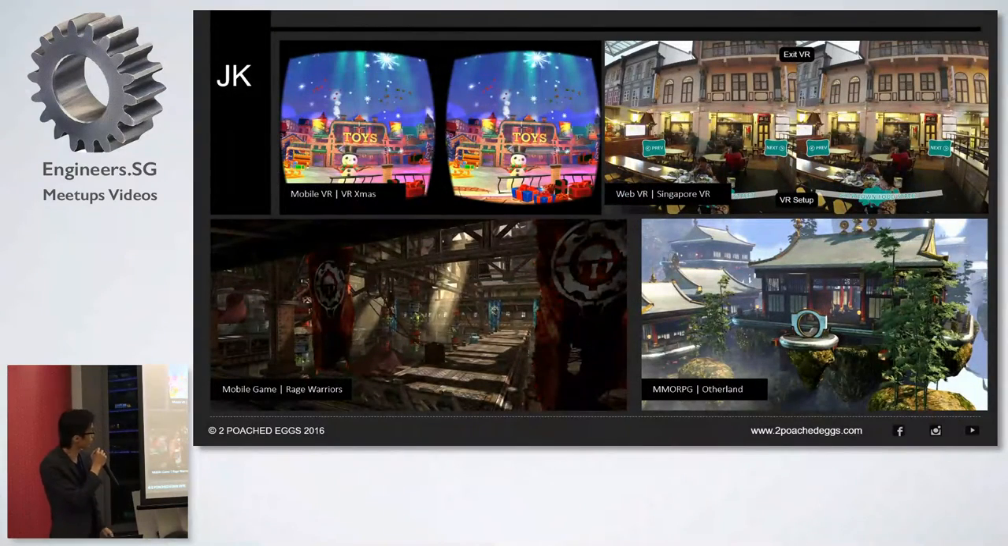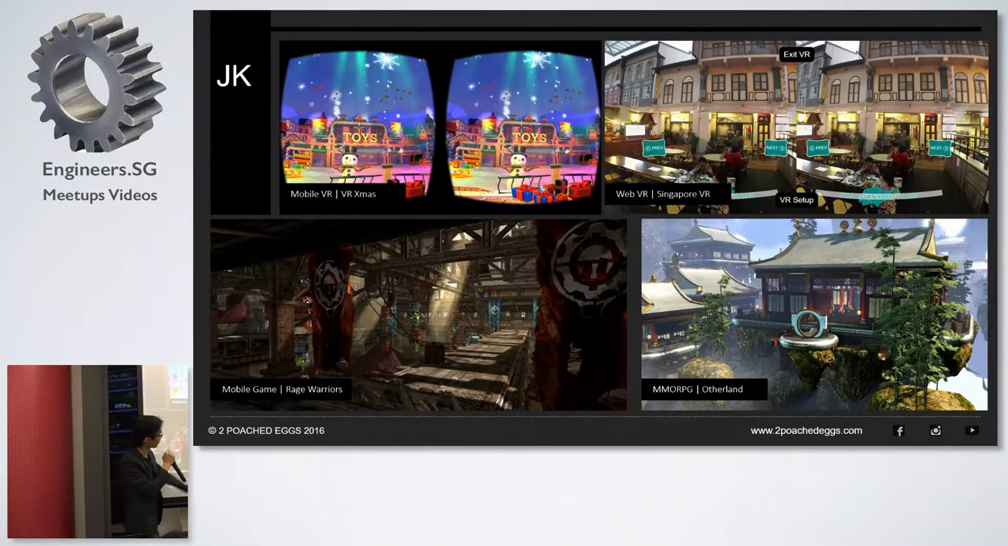So here's a quick overview of my portfolio so far. We've done a mobile VR application here in the top left hand corner for Marina Square. You can download this on the App Store and Android Play Store. It's basically a game where you can look around and immerse yourself in a Christmas town.